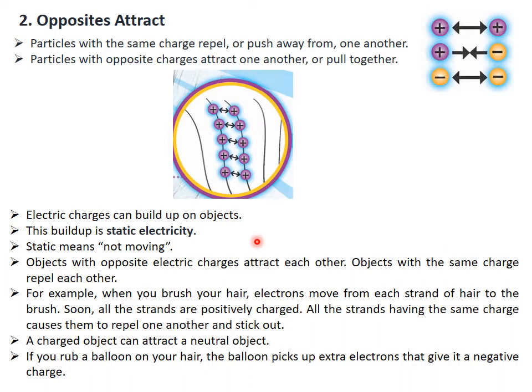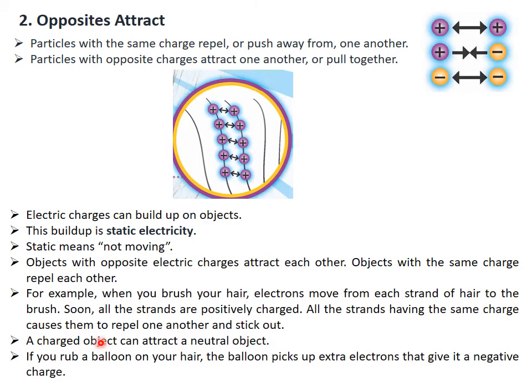Static means not moving. So, as we said before, objects with opposite electric charges attract each other, and objects with the same charge repel each other. Let's take an example. Have you ever had a bad hair day? Your hair sticks out in every direction and won't lie flat? What causes that? When you brush your hair, electrons move from each strand of hair to the brush. Soon, all the strands are positively charged. All the strands having the same charge causes them to repel one another and stick out.